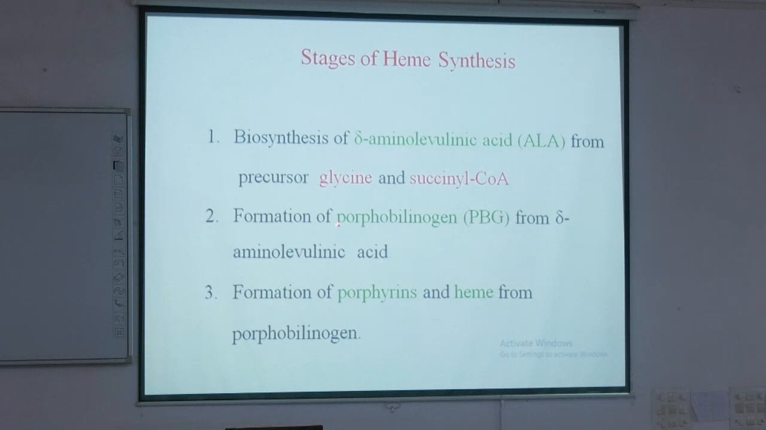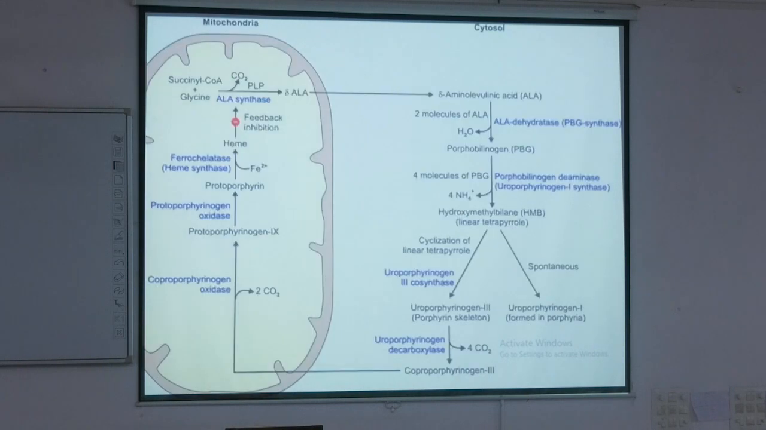This is the first step. Second one is formation of porphobilinogen, PBG. The short form is PBG. From alpha-levulinic acid, then formation of porphyrin and heme from porphobilinogen. This is the last step. Okay. And all these processes occur simultaneously in the cytoplasm and in the mitochondria. Okay. These metabolic pathways proceed simultaneously in 2 organelles of the cell. The first one is mitochondria and the second one is cytoplasm. Let's see. This is the mitochondria and this is the cytosol.